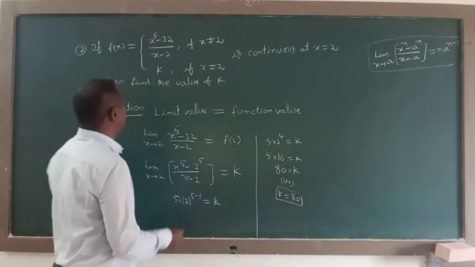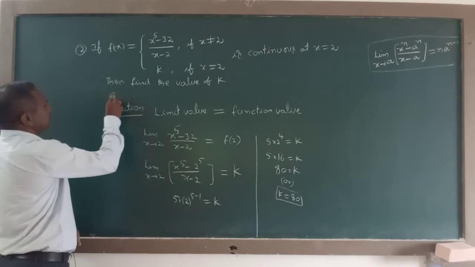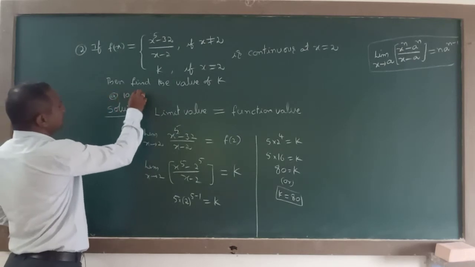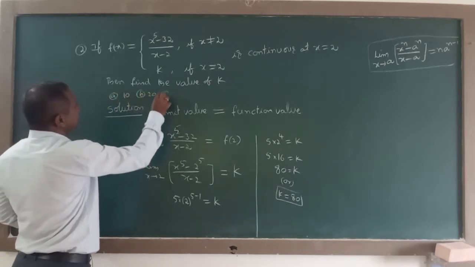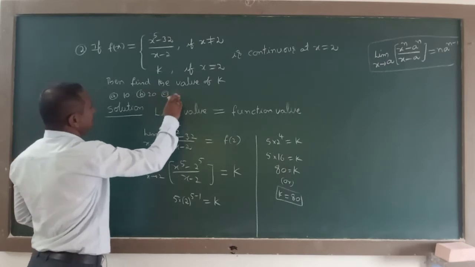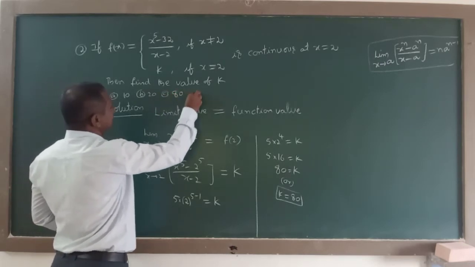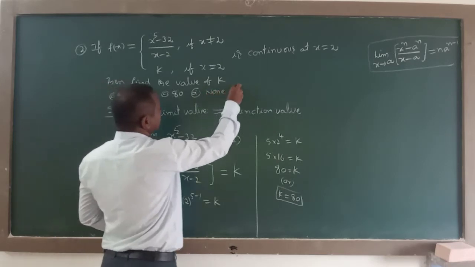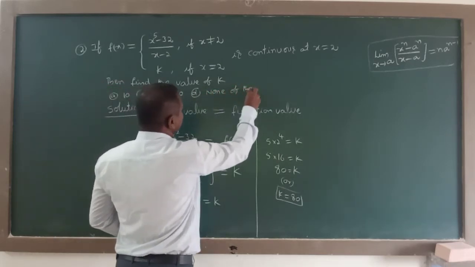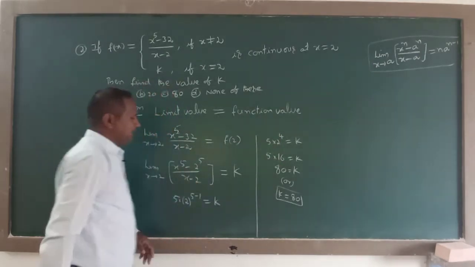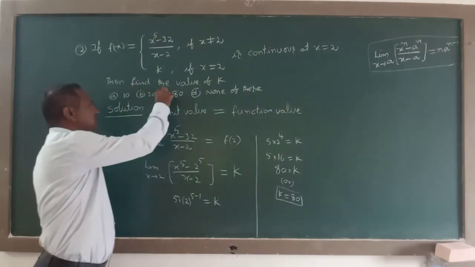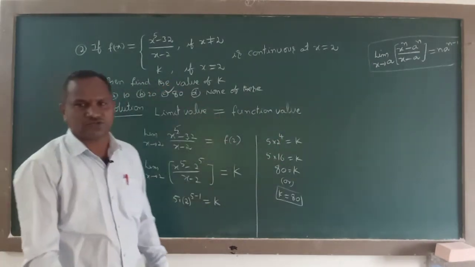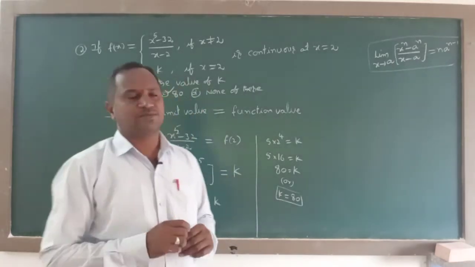Maybe the options will be like this: A value is some 10, B value is some 20, C value is 80, and the last one D is none of these. They will give some options like that. But 80 matches which option here? C is the correct option for this question.